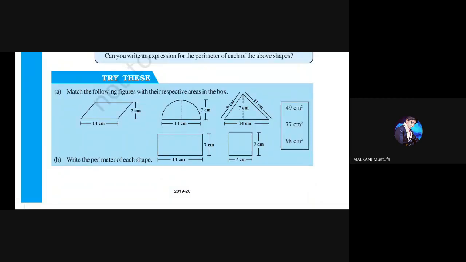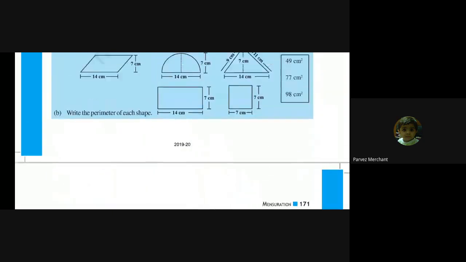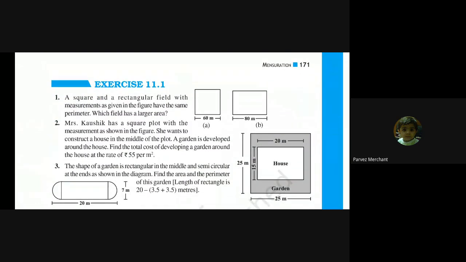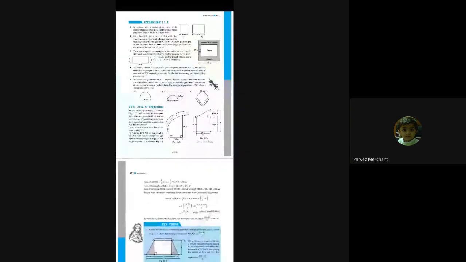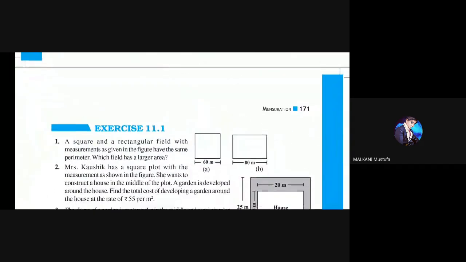Are you getting all of this? How can we solve this? Yes or no? Okay. Today I am giving you just the first two questions. And after the next lecture, we will do all the questions. There are 5 questions in this exercise. Now I am starting exercise 11.1. Please be careful and listen to me. If you have any doubt, then ask me.